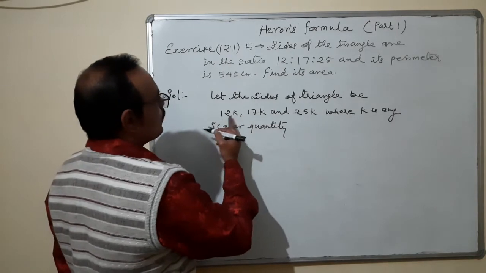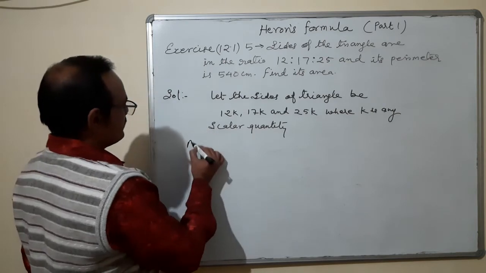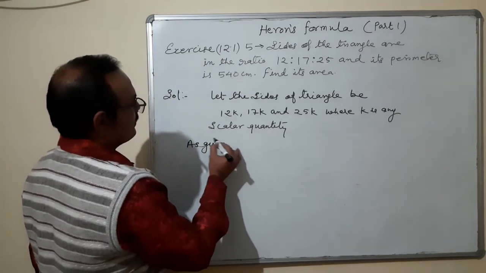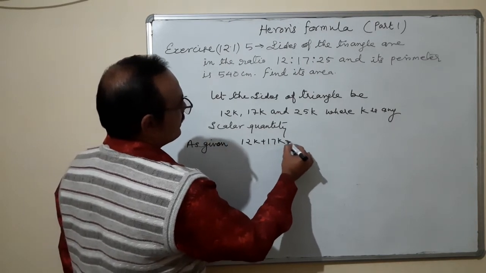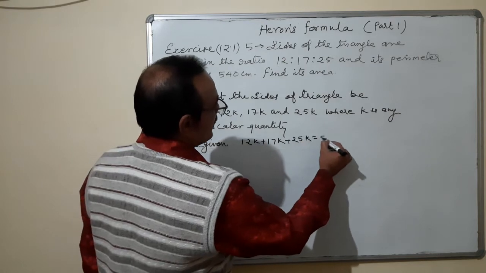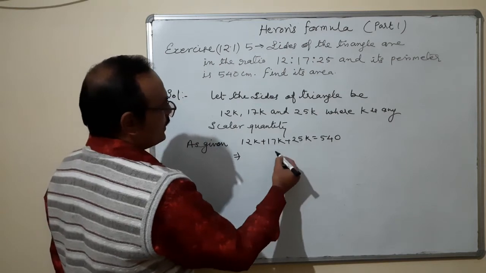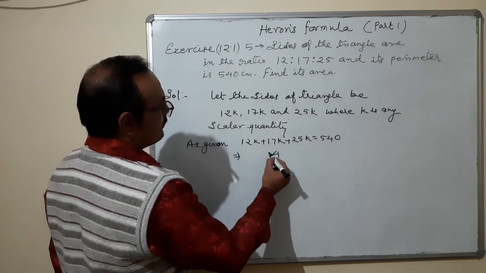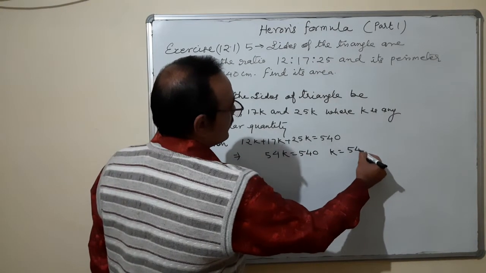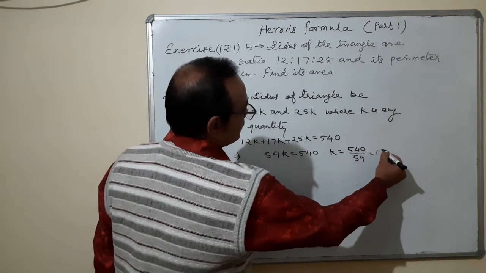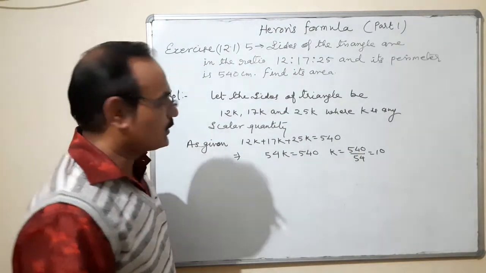So three sides are given. And perimeter, what does it mean? Sum of three sides is equal to perimeter. So I write here as given 12K plus 17K plus 25K is equal to 540. When we add them, 54K is equal to 540. Therefore, K is equal to 540 upon 54. It is 10. Since K is a scalar quantity, the value of K is equal to 10.